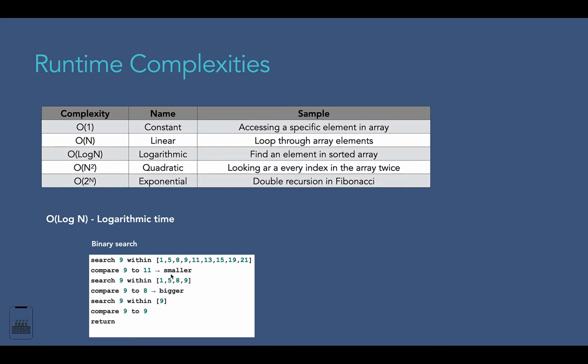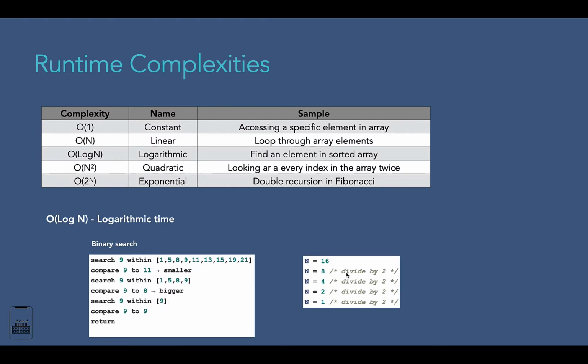One more time here, we will compare the 9 with the middle element. In this case, the middle element is 8. So we see that 9 is greater than 8. So we will take the elements that are located on the right of 8. So we are taking this one. In the next stage, we see that 9 is equal to 9. So this means that we have found the number that we are looking for.